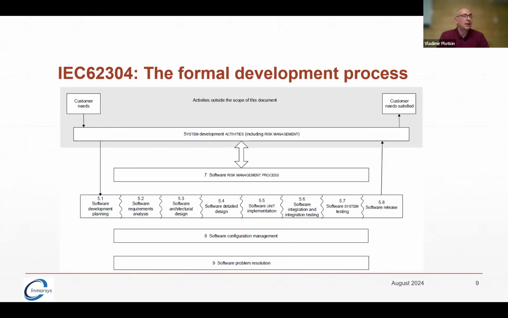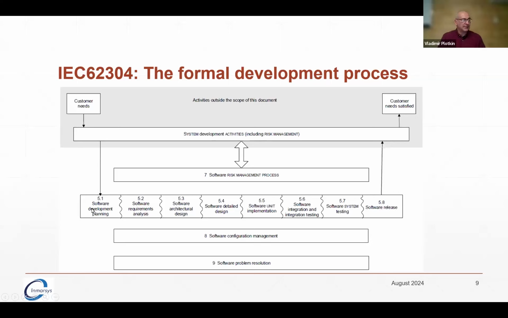Now, this is the formal development process in 62304. This is the so-called V model. We'll talk about it in a couple of minutes in more detail. Generally, that area here is outside the scope of 62304. So you must have some sort of activities by the systems team, who create the customer needs, the system requirements, product requirements, and then they have their own risk management at the system level, and all sorts of activities at the system level. Now, in this presentation, we won't be talking about those, but we'll concentrate on the software development activities.